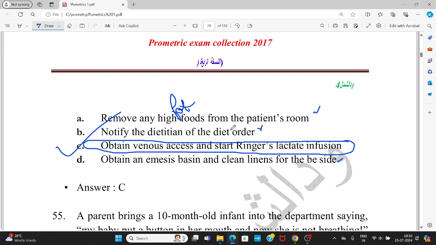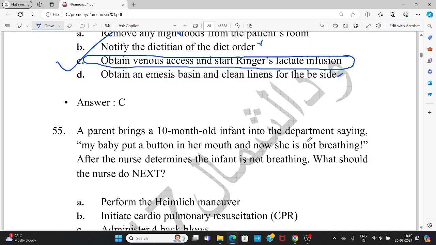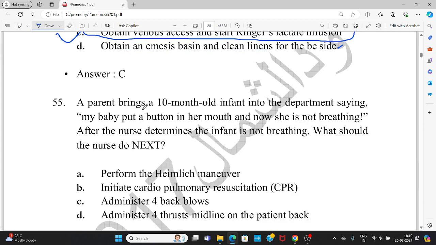Okay, so let's see the next set. A parent brings a 10-month-old infant into the department saying, "My baby put a button in her mouth and now she is not breathing." So it's a 10-month-old infant and the baby has put a button in her mouth and is not breathing. So it is very emergency, isn't it?